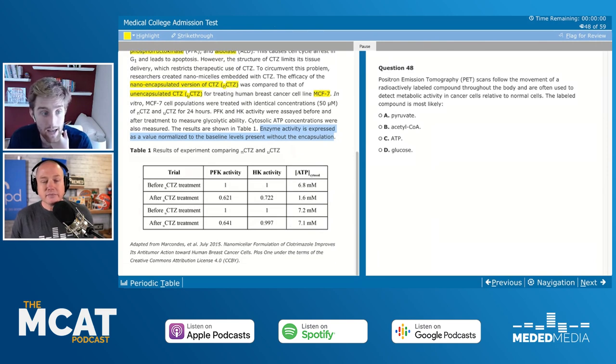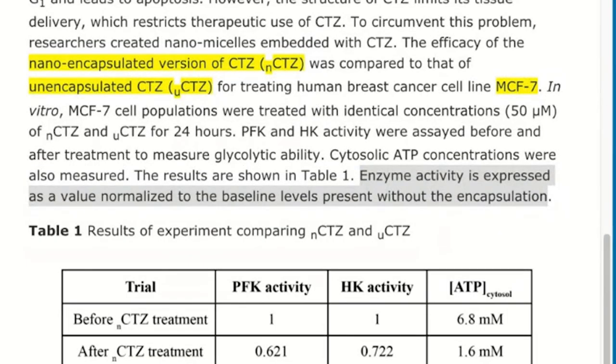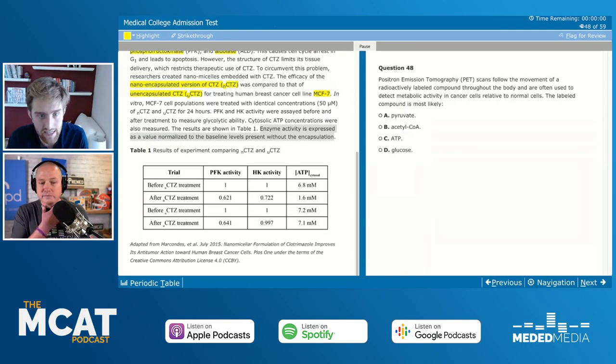I would absolutely agree. Yeah, it looks like NCTZ and UCTZ probably have about the same effect on PFK, but that the UCTZ has almost no effect on HK, but that only the nano-CTZ, NCTZ, reduces cytosolic ATP to any reasonable degree.